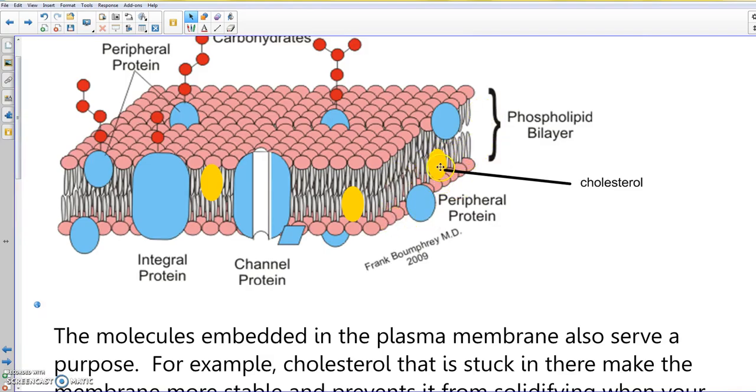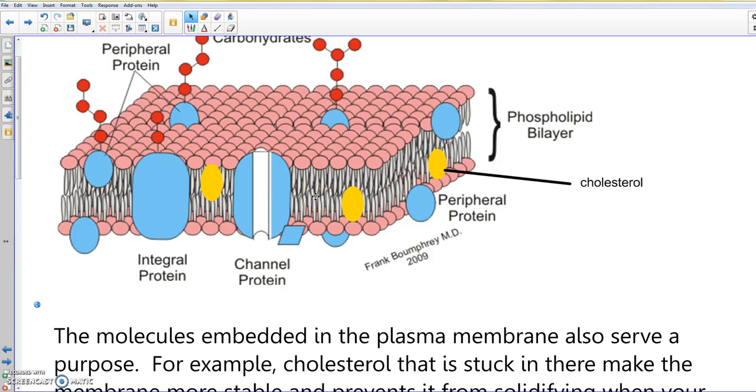These cholesterol molecules specifically, though, they're responsible for keeping our cell membranes fluid. They lower the freezing point, basically, of the cell membrane. So even when our body temperature drops, the cell membrane can still handle it quite a bit.